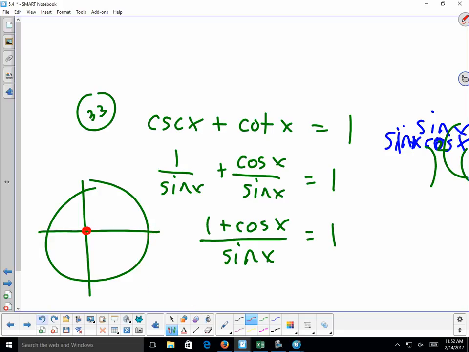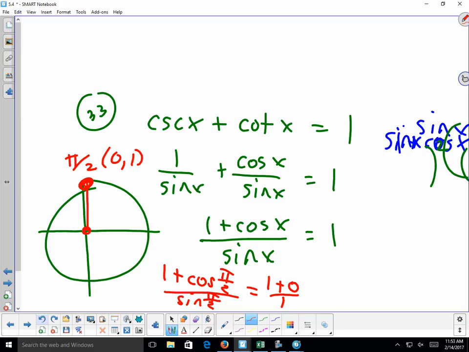What about at pi over 2? The ordered pair is 0, 1 here, so I have 1 plus cosine of pi over 2 over the sine of pi over 2. Does that work? Cosine of pi over 2 is 0, so I end up getting 1 plus 0 over 1, right? Because sine of pi over 2 is 1, and that is equal to 1. It turns out that pi over 2 is the only answer.